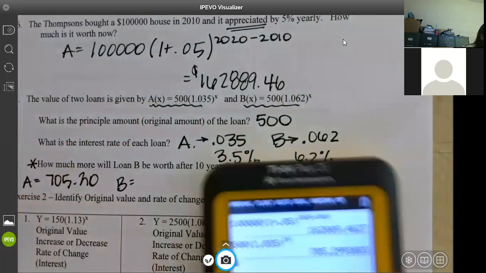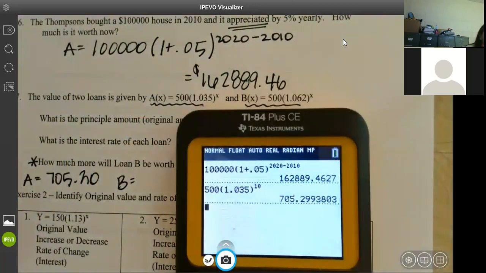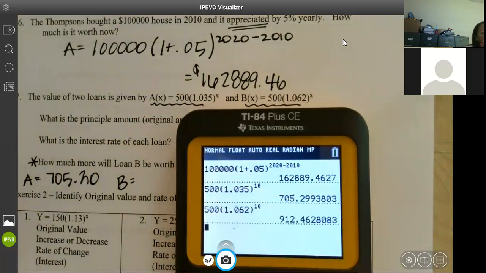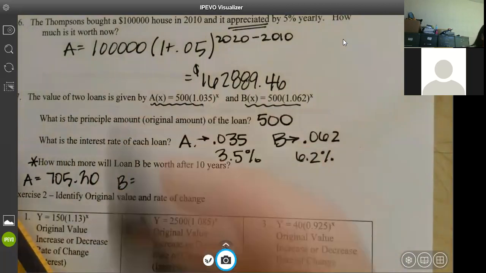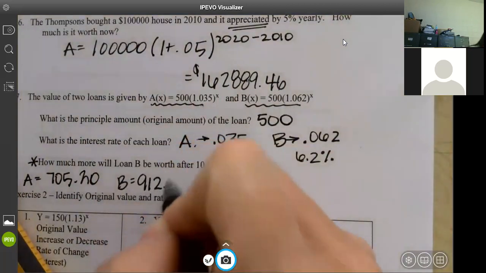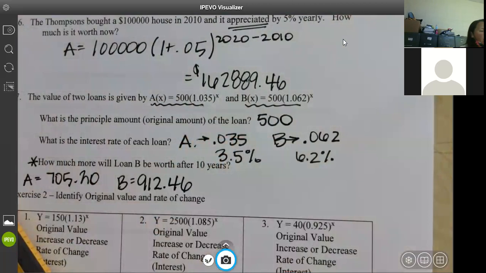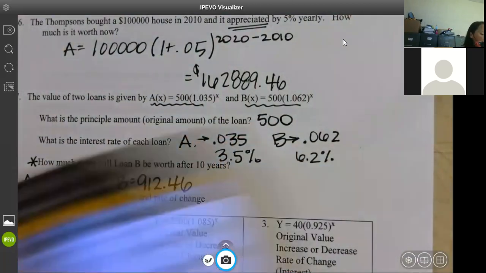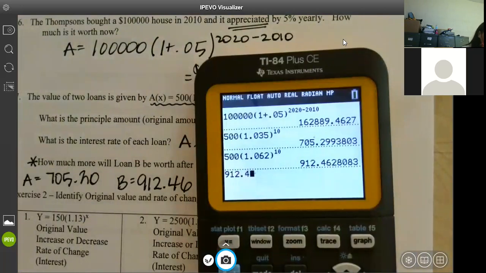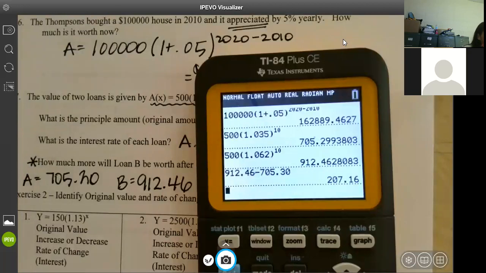Then we do B. B is right there above my calculator. 500, 1.062 to the 10. Then we get 912.46. And then Brianna, so we do what? Subtract 912.46 minus 705.30 gives us what?